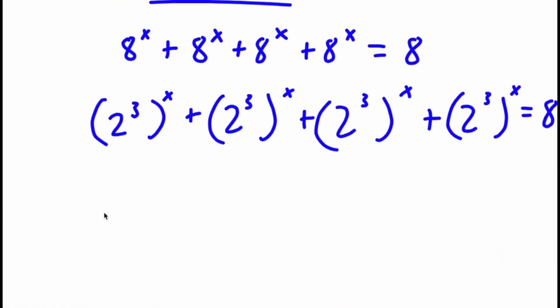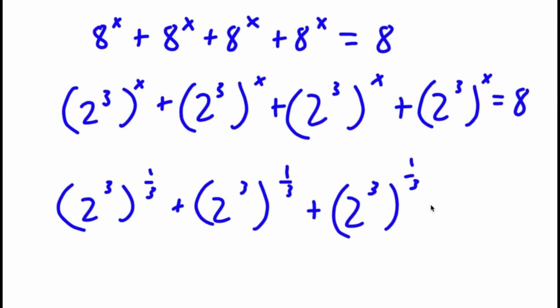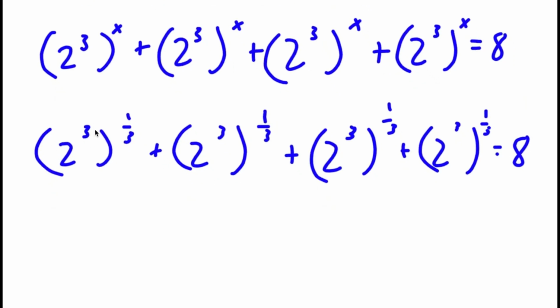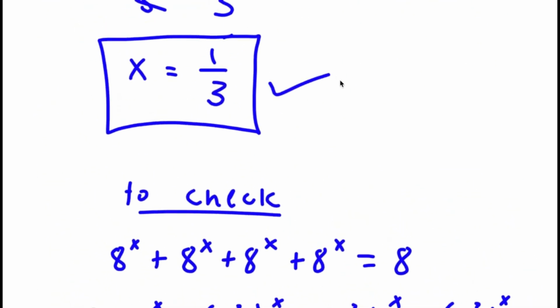Now x is 1/3, so now I have 2 to the power of 3 to the power of 1/3 plus 2 to the power of 3 to the power of 1/3 plus 2 to the power of 3 to the power of 1/3 plus 2 to the power of 3 to the power of 1/3 is equal to 8. Now 3 and 1/3 are going to cancel out, so now I'll simply be left with 2 plus 2 plus 2 plus 2 is equal to 8, and 2 plus 2 plus 2 plus 2 is 8, so I have 8 is equal to 8, and because this is right, my solution is right.